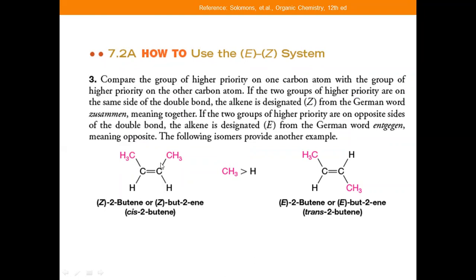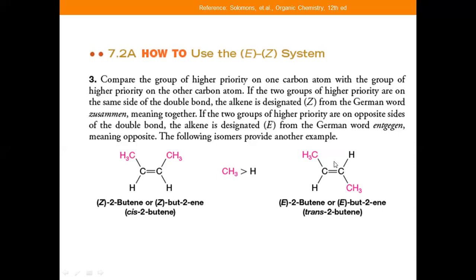So for this carbon atom, CH3 has a higher priority than hydrogen, and also for this second carbon, CH3 would have a higher priority, and the higher priorities are on the same side. We name this one as cis or Z, 2-butene, or cis-2-butene. This one is easier because the other atom for each carbon is just hydrogen. So the Z and the cis are just the same.